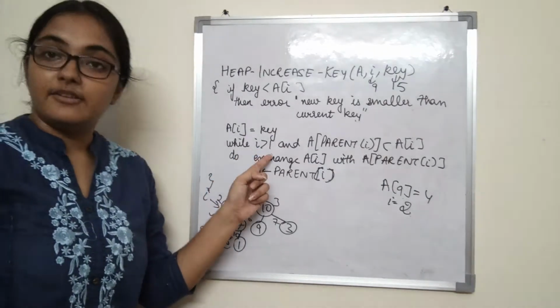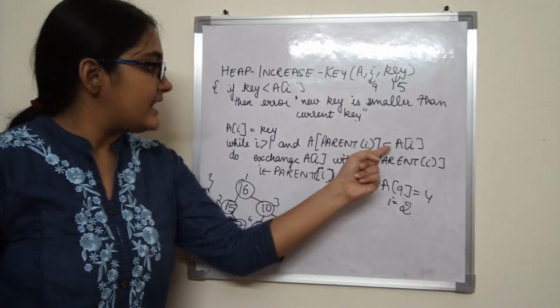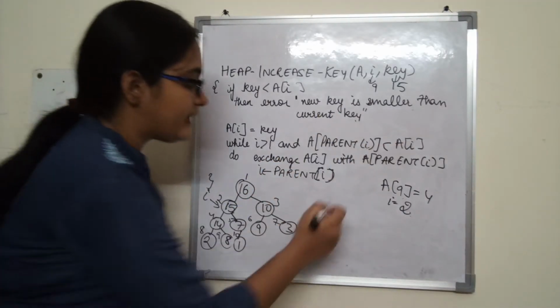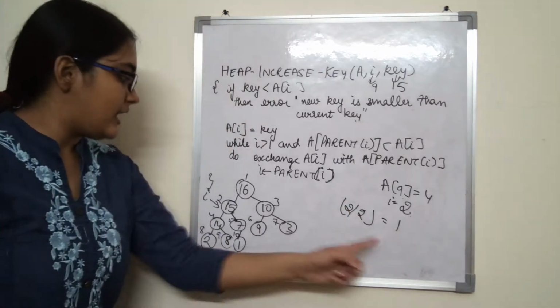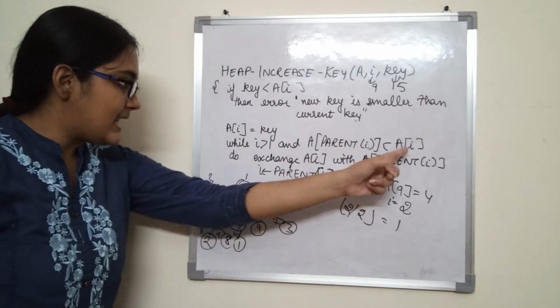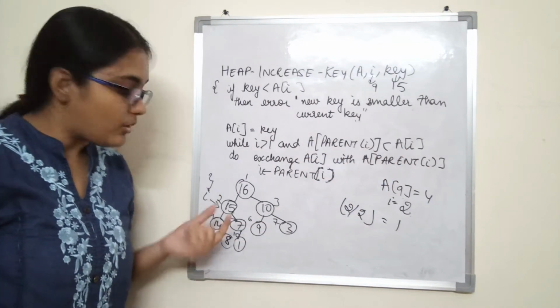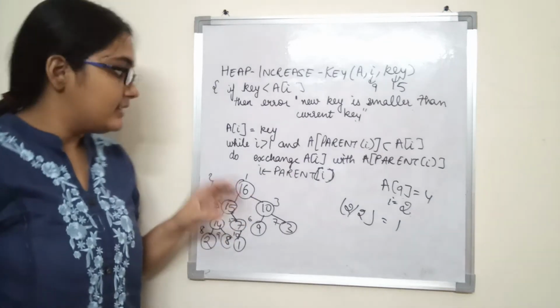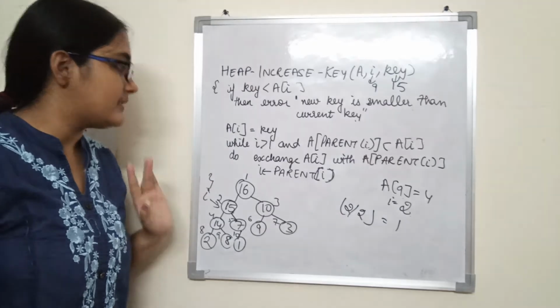While i is greater than 1, is i greater than 1? True. And A of parent of i is less than A of i. What is parent of i? 2 by 2's floor, that is 1. What is A of 1? 16. Is 16 less than 15? False. So what happens? These lines of code will not execute and we exit the loop.